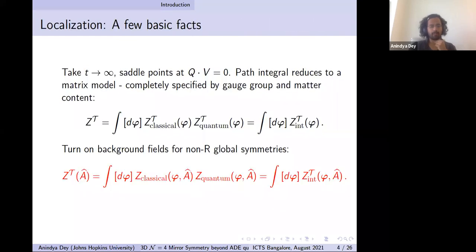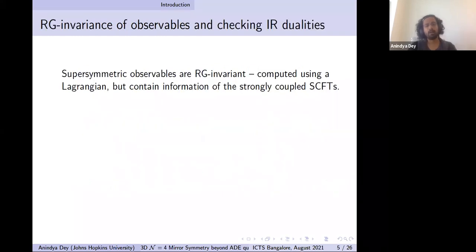Now, okay, so now given such a gadget, what do we do? We first note that such objects are RG invariant, and although they're computed using a Lagrangian, they contain information for the strongly coupled physics.